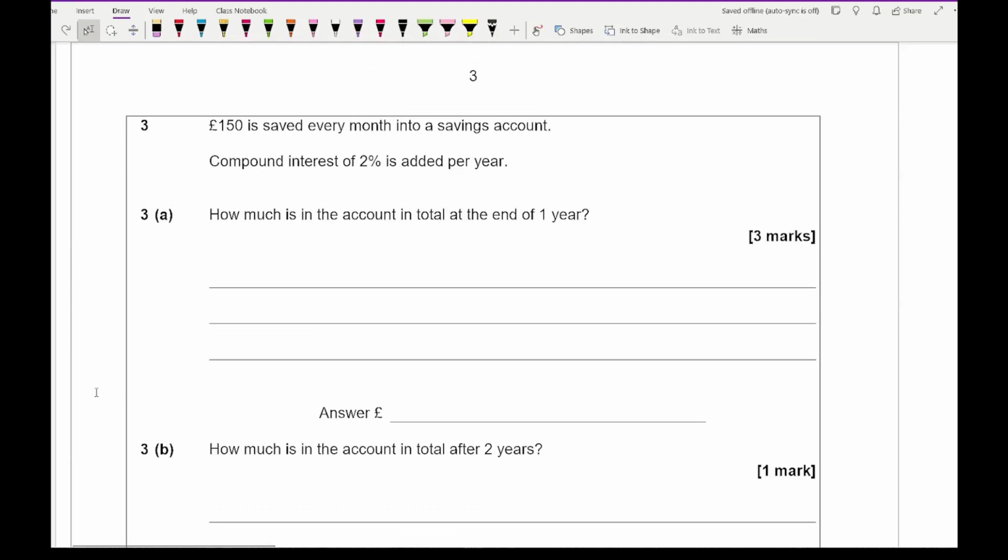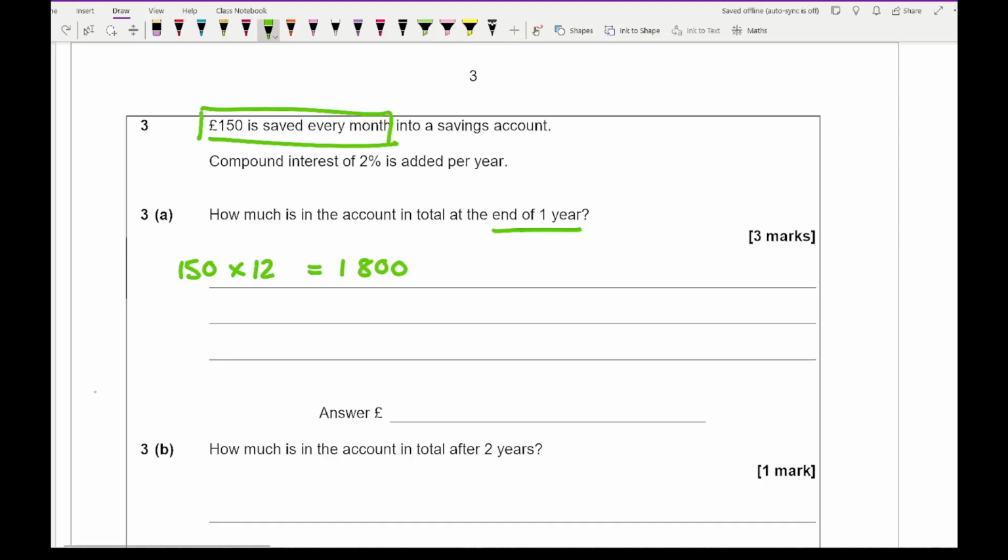Moving on to question 3, it says that £150 is saved every month into a savings account. Compound interest of 2% is added per year. How much money is in the account in total at the end of 1 year? So for this, we need to make sure that we recognise that this is the monthly amount, and the question is asking how much will be in the account after 1 year. So to work out the original amount, we need to do 150 multiplied by 12, and that gives me an answer of 1,800.